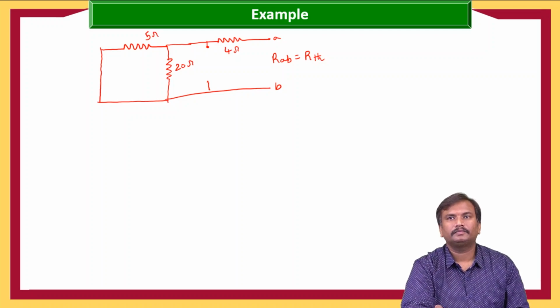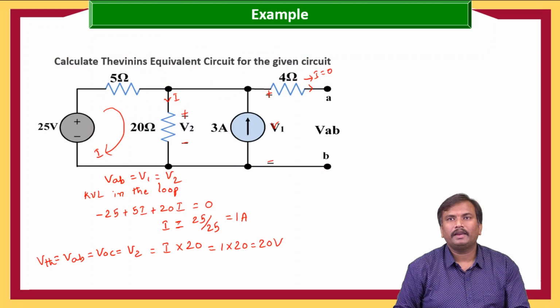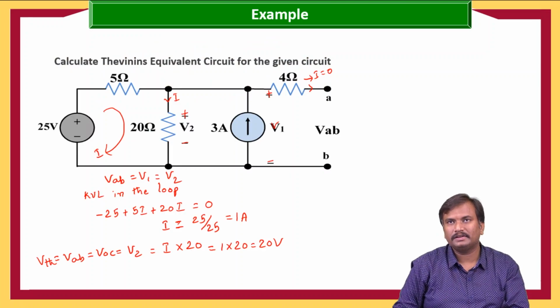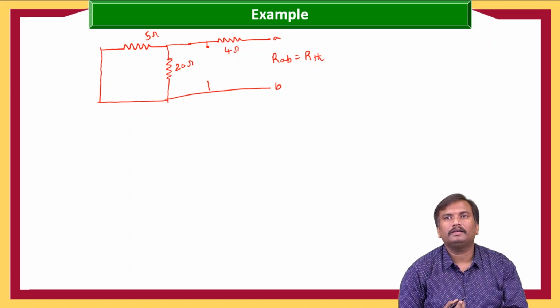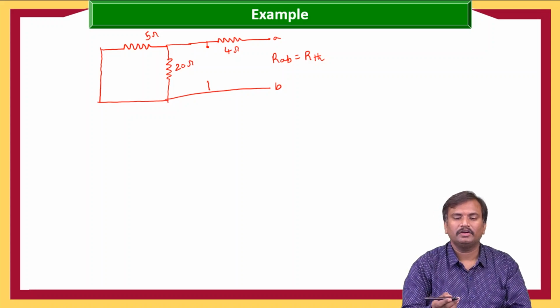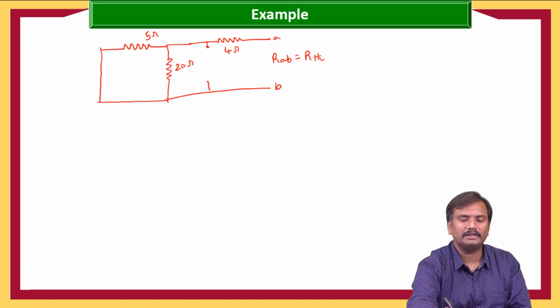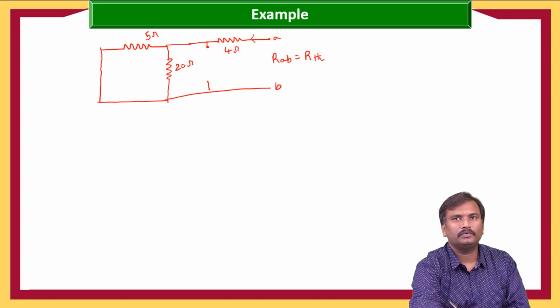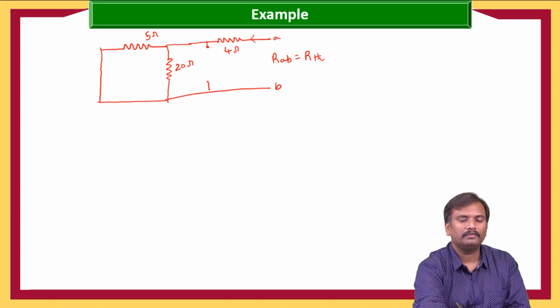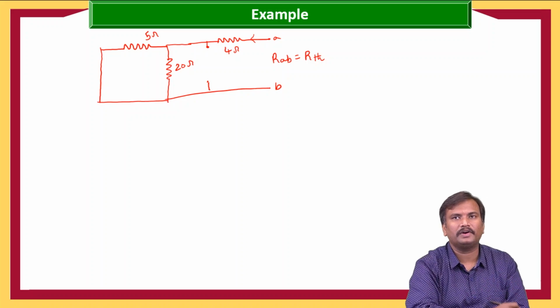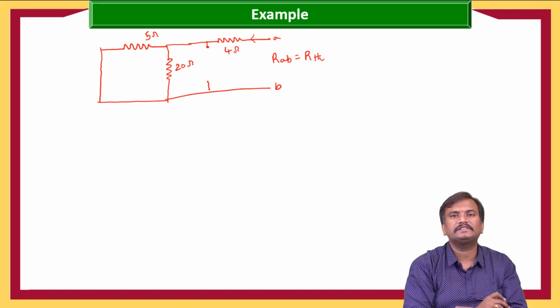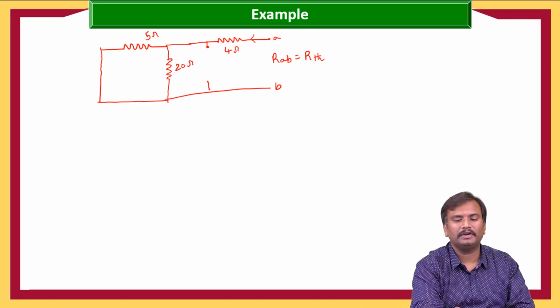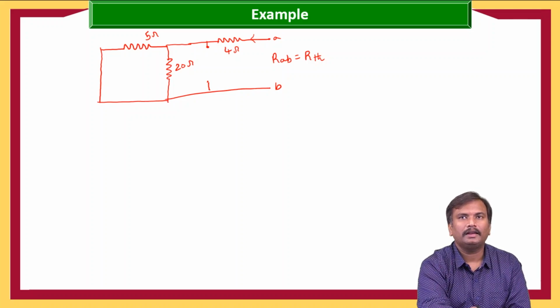So here the 3 ampere source is replaced with an open circuit. Now we need to calculate the equivalent resistance. If we see between these two terminals, we cannot say whether this 4 ohms is in series with 20 ohms and 5 ohms. So we need to start from the extreme end of the circuit terminals. The extreme end of the terminals are 20 ohms and 5 ohms, and these two are connected here.